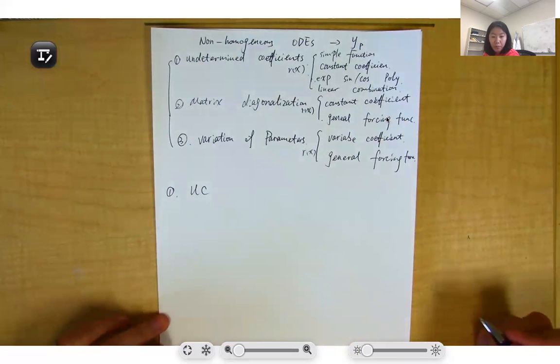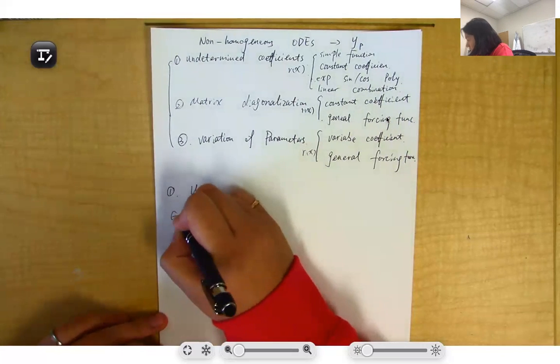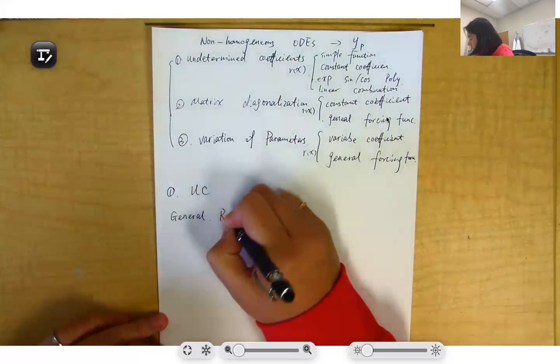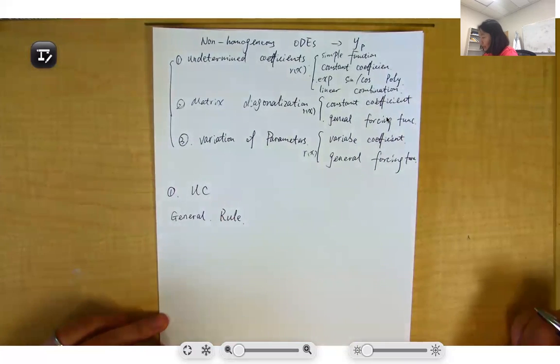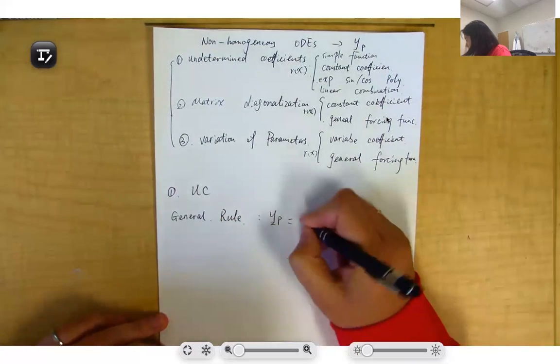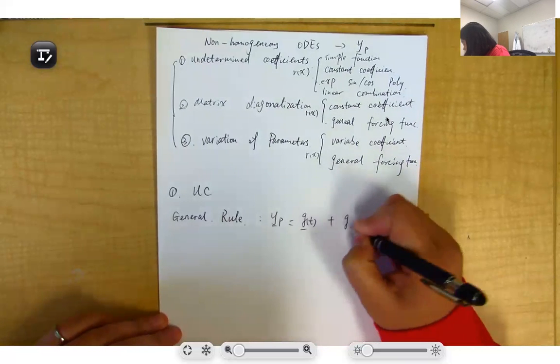We talked about this before. Just recall your memory that the general rule for the undetermined coefficient is that your particular solution will be constructed from the forcing function plus all its derivatives.